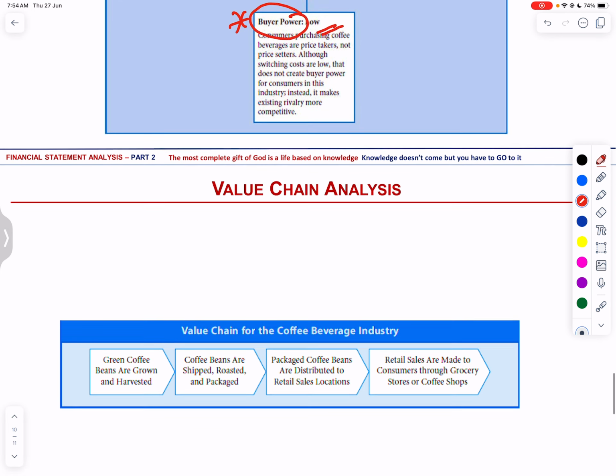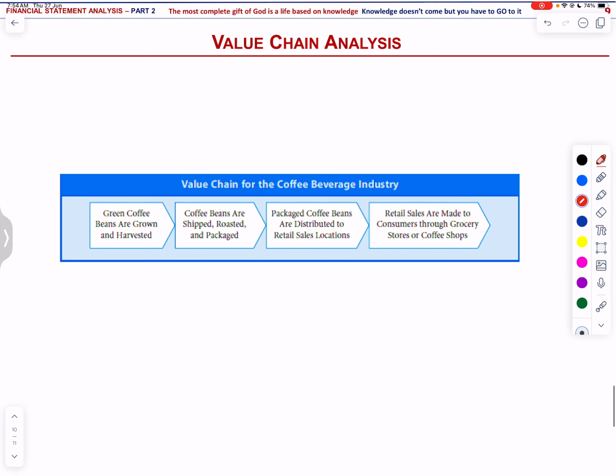So, next, let us talk about the value chain analysis. Now, value chain describes the sequence of activities from creation to distribution of products or services in an industry. It helps identify where value is added within the industry and strategic positioning of firms.